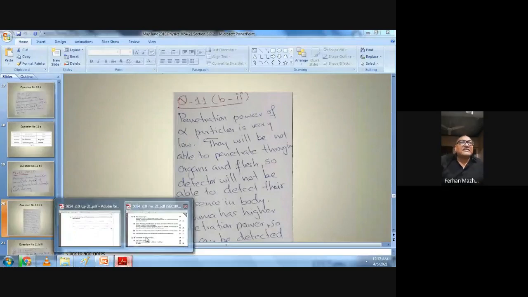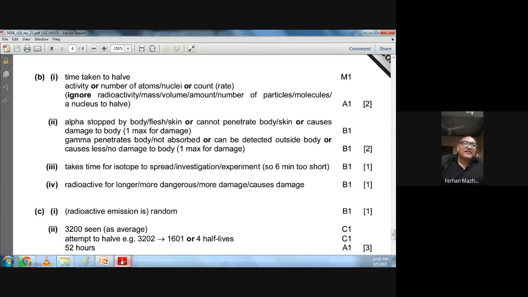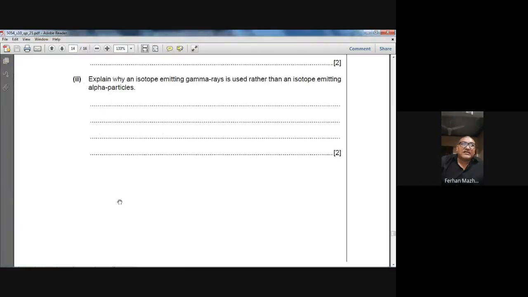The marking scheme says that the alpha is stopped by the body, flesh, or skin, or cannot penetrate the body or skin, or causes damage. Alpha particles' ionization power is high, so they can also cause damage. Gamma penetrates the body, is not absorbed, or can be detected outside the body, or causes less or no damage to the body. Gamma rays' ionizing power is less. That's why the ionization is the problem if you use alpha particles.